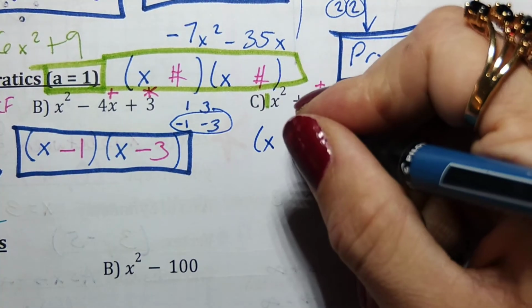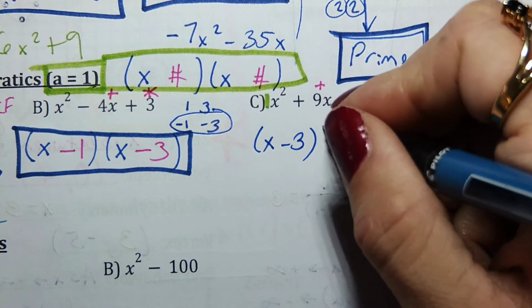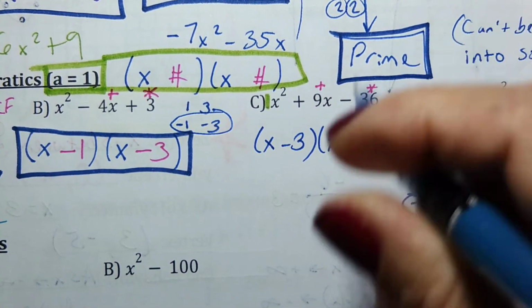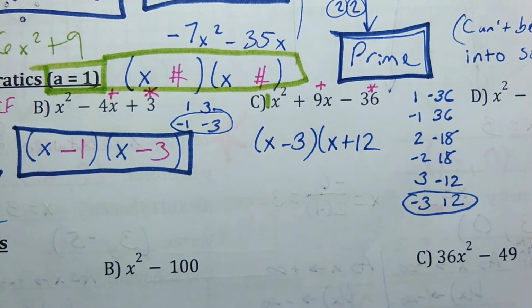So the factored form, x minus 3 and x plus 12. And again, if you wanted to, you could check it by FOILing.